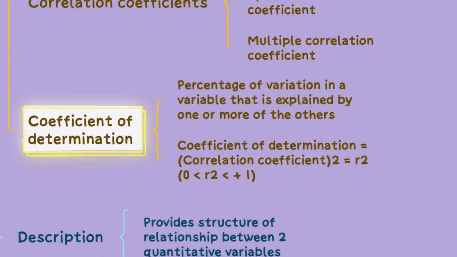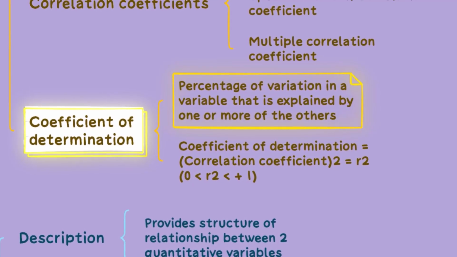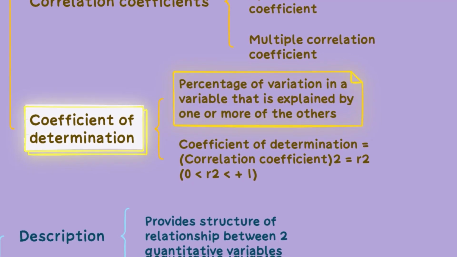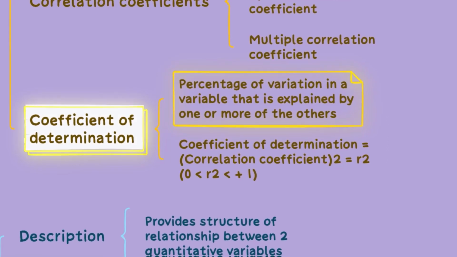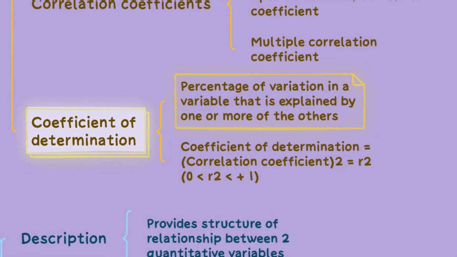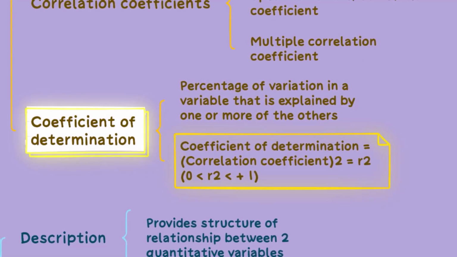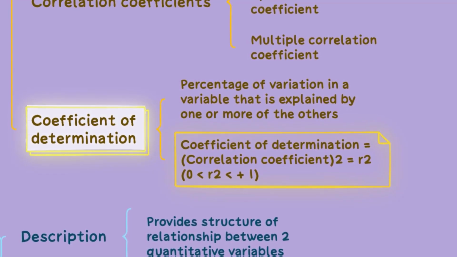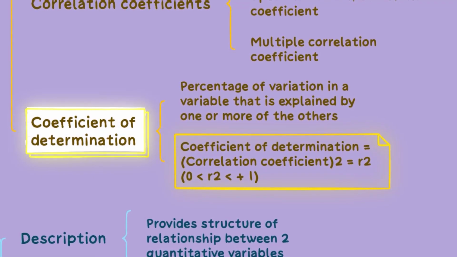The coefficient of determination, often denoted as R square, is a statistical measure that represents the percentage of variation in a dependent variable that can be explained by one or more independent variables. It is calculated as the square of the correlation coefficient R. The value of R square ranges between 0 and 1.